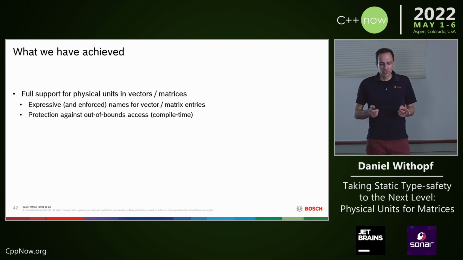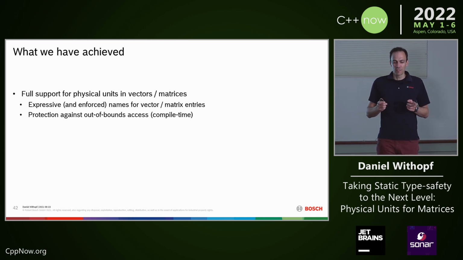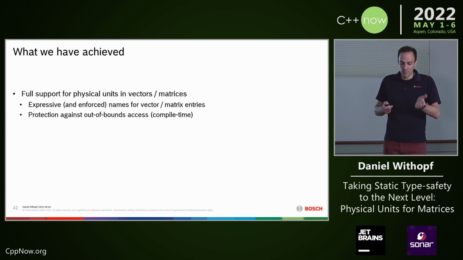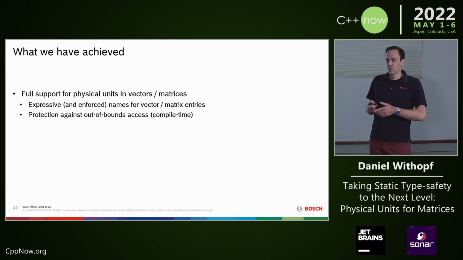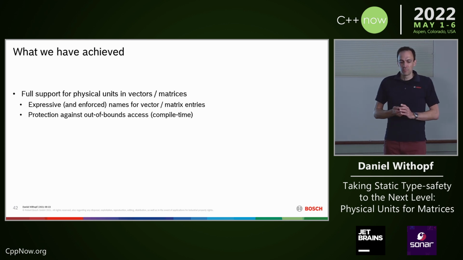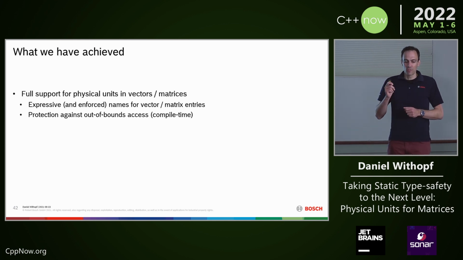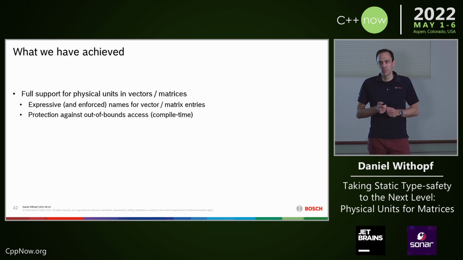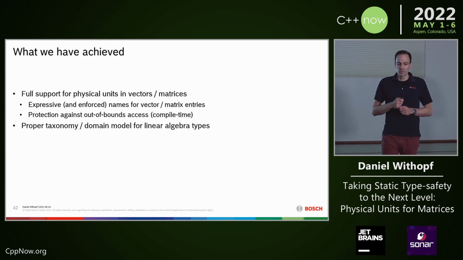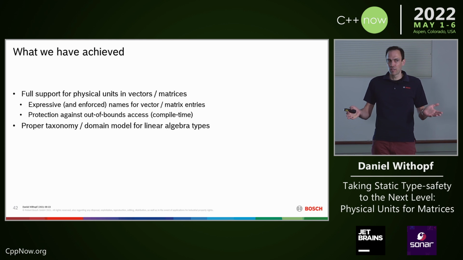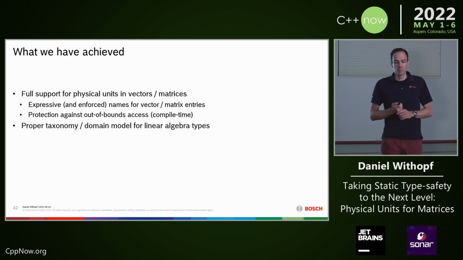We've seen that we've achieved full support for physical units in vectors and matrices. Meaning we've also achieved expressive and enforced names for vector and matrix entries. So there's no way to access a vector at index 2 unless you circumvent the library interface, of course. We have protection against out-of-bounds access at compile time, so it's no longer possible to access anything out of bounds. We've come to a proper taxonomy domain model for all linear algebra types, at least all the ones I encountered so far, which is fairly important, I think.